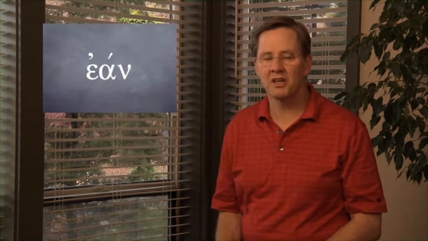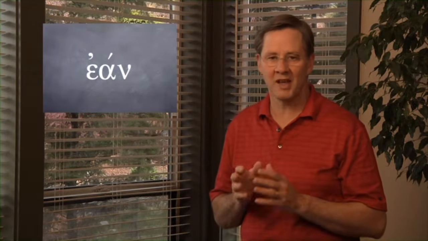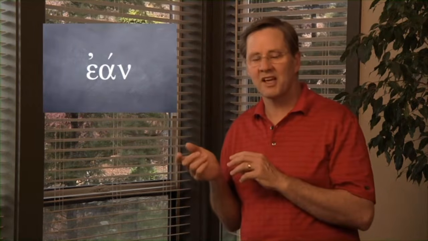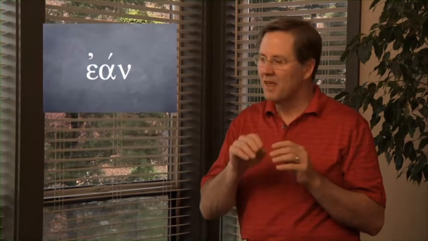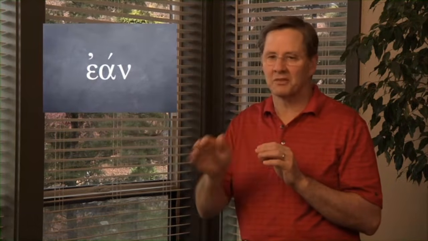The second use of the subjunctive is with the word ean. So just like you do with hina, the minute you see an ean, if, you start looking for that subjunctive because it's going to be there. And where you find ean in the subjunctive is in conditional sentences, in if-then constructions. And conditional sentences are simply saying that if this is true, then this is true.